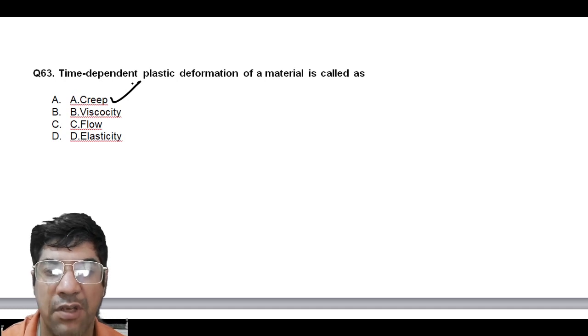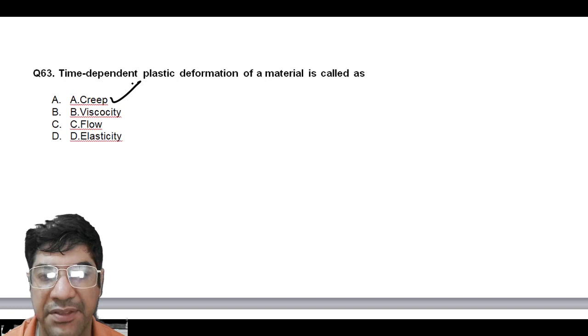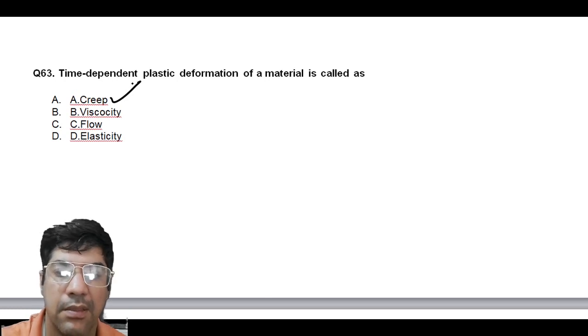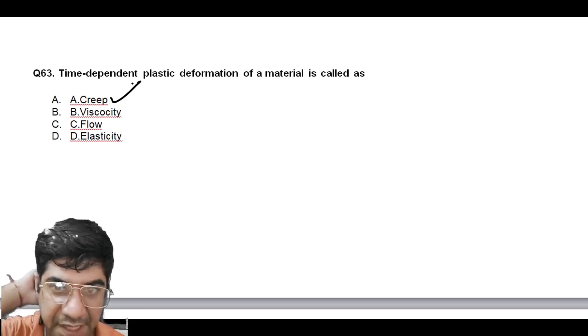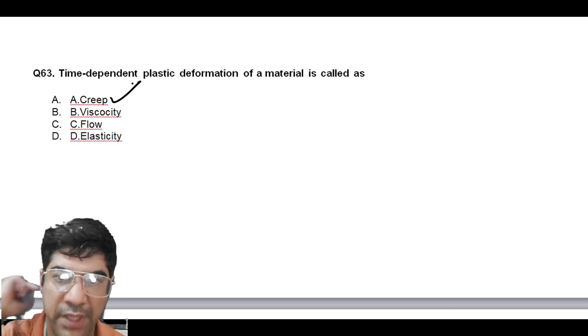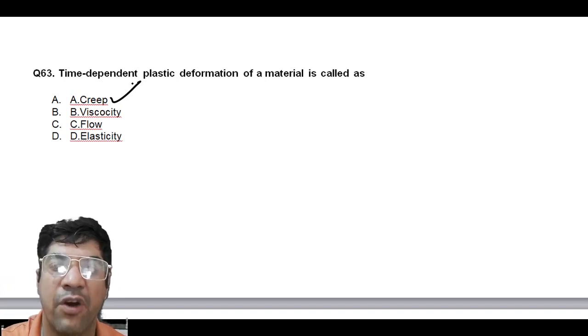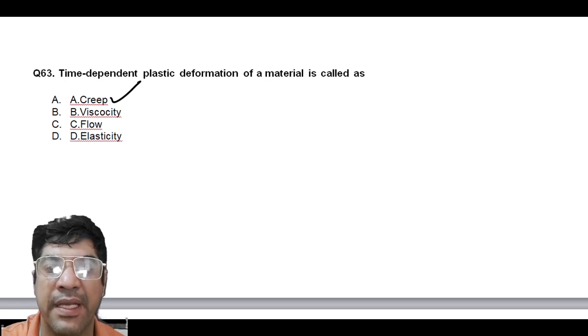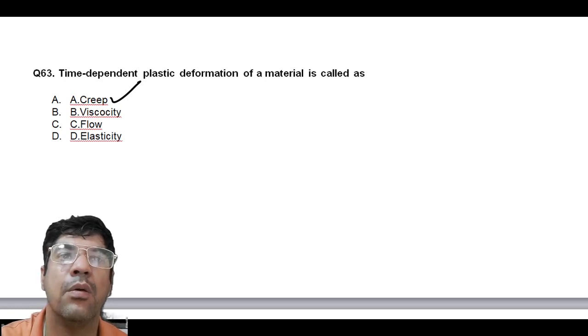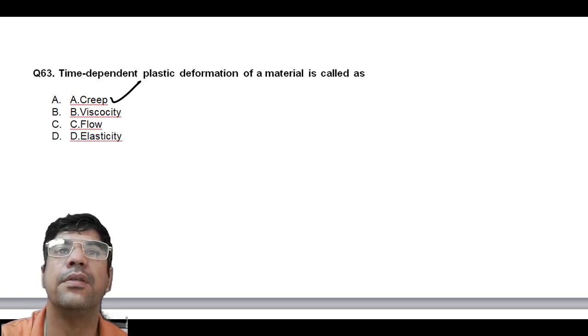Other options: viscosity, it is a property related to material resistance to flow. It is seen typically in fluids. The flow refers to the deformation or movement of the material. Elasticity is the ability to return to its original shape after deformation when the applied load is removed. Moving to next question.